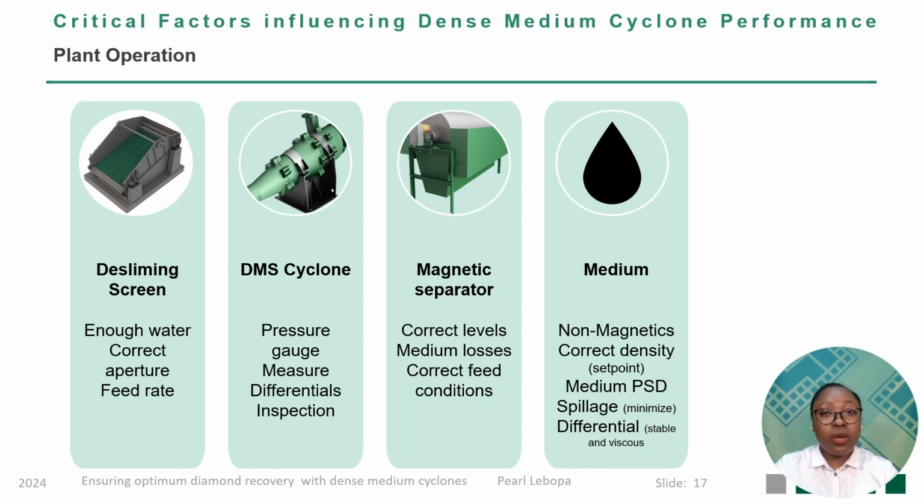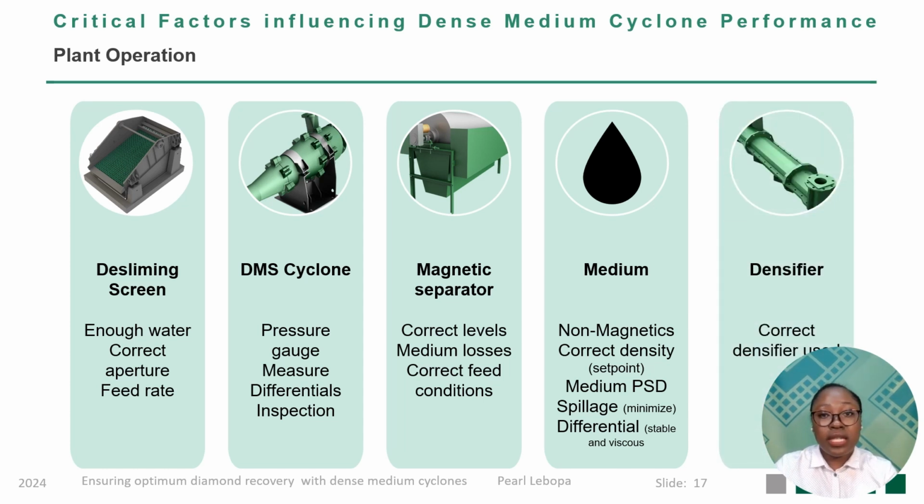The fourth item that we will look at is the medium itself. You must ensure that the non-magnetics in your medium are controlled and that the correct density is used within your medium. And the medium PSD needs to be correctly evaluated. You also need to ensure that you minimize the spillages of your medium. And then the fifth item to look at is your differentials, which is the stability and the viscosity of your medium. The sixth item that we will look at is the densifier. Ensure that the correct densifier is used for recovering your medium.